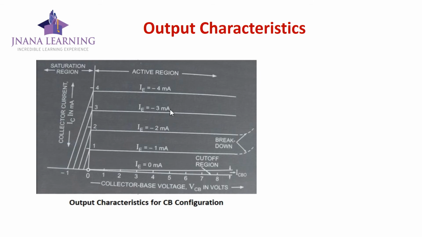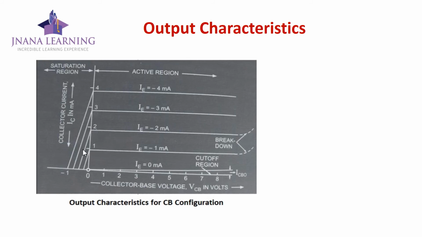In the output characteristics for common base configuration, we have to note three regions: active region, saturation region and cutoff region. First, the active region. In this region, as collector base voltage increases, the collector current is almost equal to emitter current, and the change in collector current is very small. We can say that the collector current is almost constant in this region.